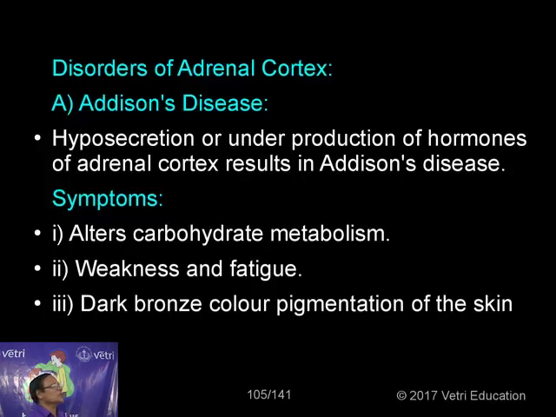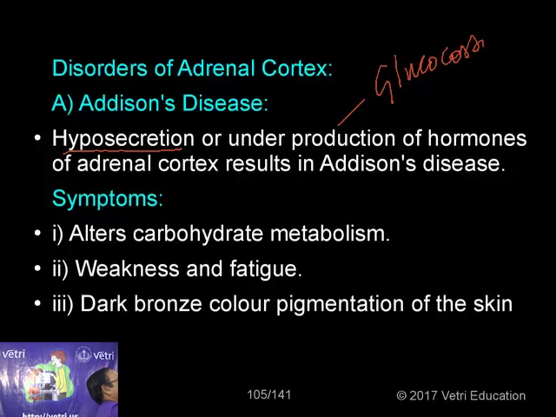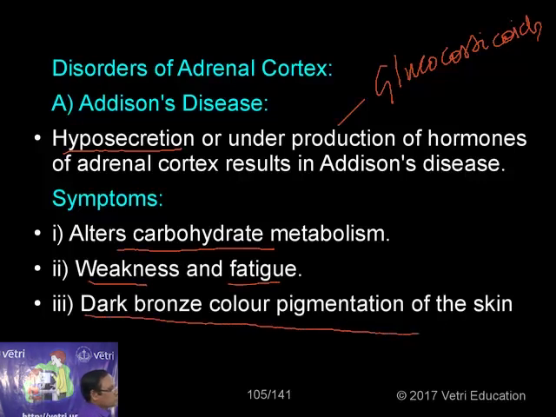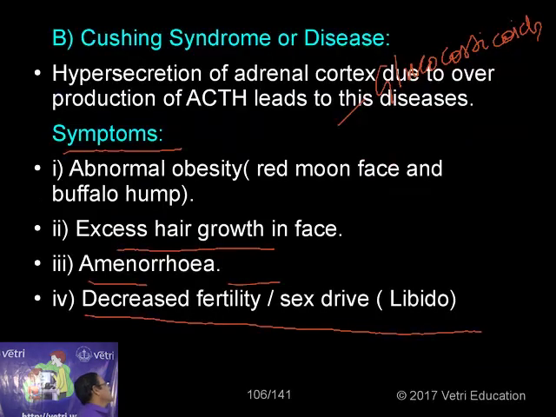Now, the under secretion of mineralocorticoids. So, the hyposecretion or under production of hormones, particularly glucocorticoids, produces a disorder called Addison's disease, after the name of the person, Thomas Addison. This is glucocorticoids deficiency. Now, what is happening? It alters the carbohydrate metabolism because the cortisone is involved in that process. Weakness, tiredness of the body, and also fatigue. And this is the main symptom: the skin color becomes more dark pigmented. That is called dark bronze color pigmentation of the skin. More dark color.